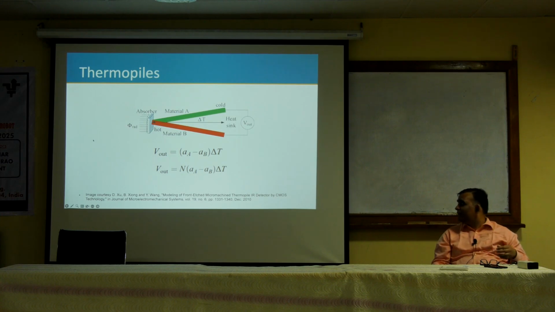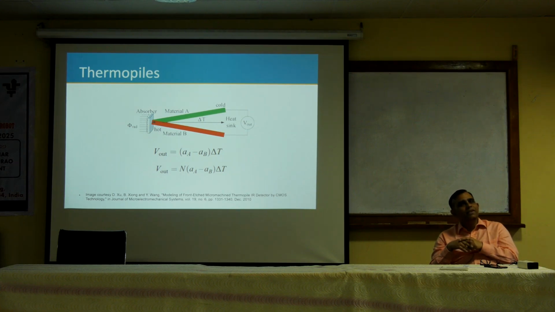So alpha A minus alpha B, whatever is the temperature difference between these two materials, will lead to a voltage being induced in the output line. Okay. Now generally the voltage produced by just one thermopile is quite small.